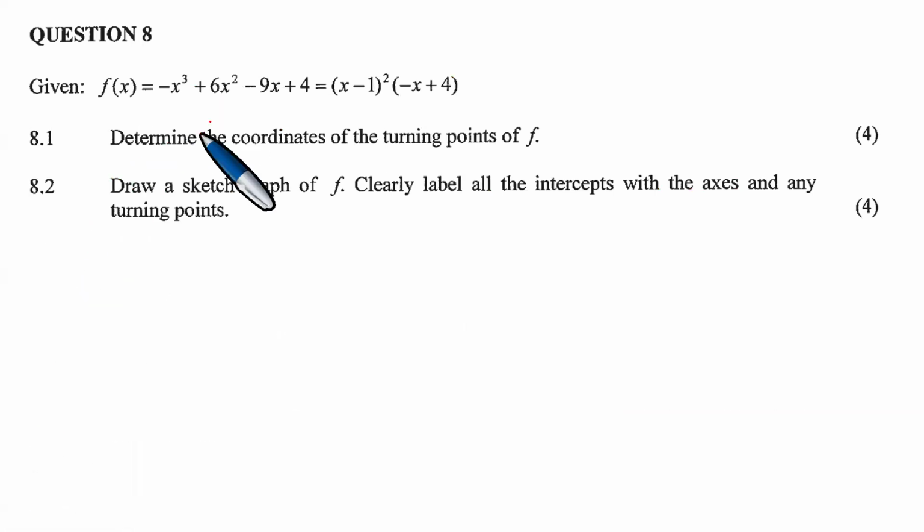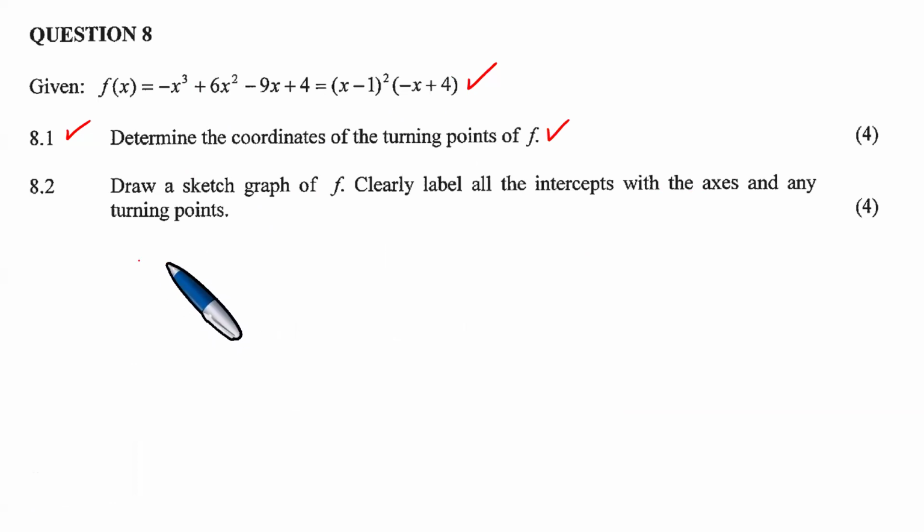Right, given f of x equals minus x cubed plus 6x squared minus 9x plus 4 equals this. This is the factorized version of the function. 8.1, the examiner is saying determine the coordinates of the turning points of f. What are the coordinates of the turning points of f?